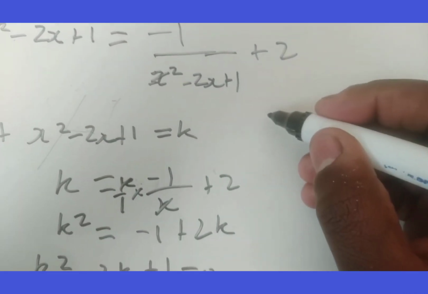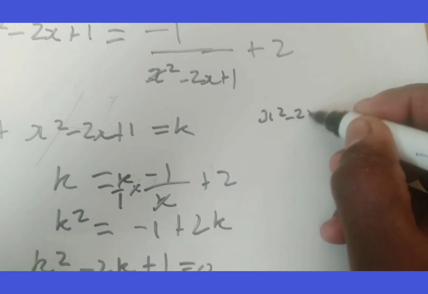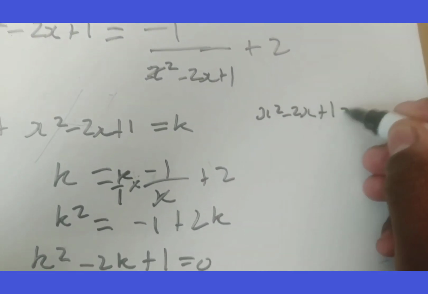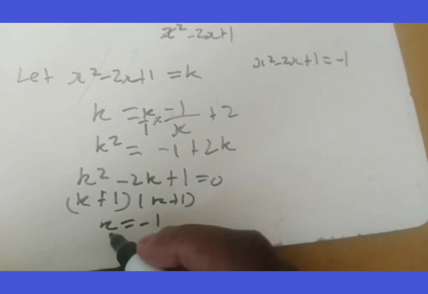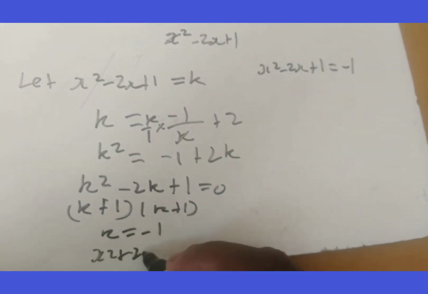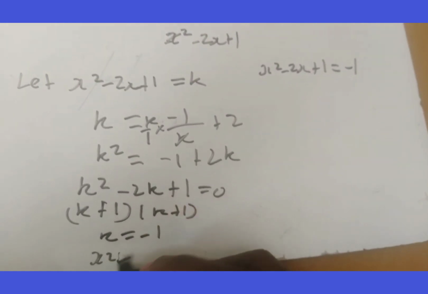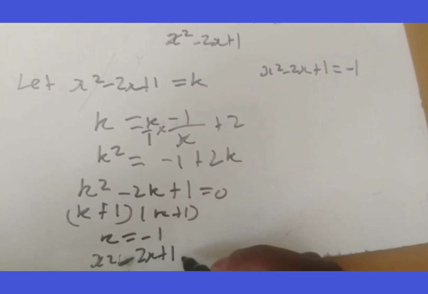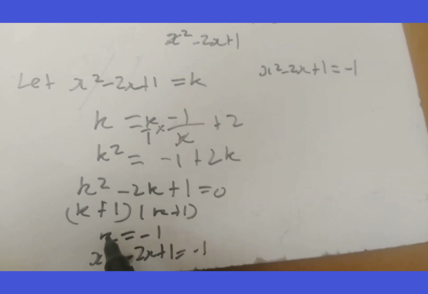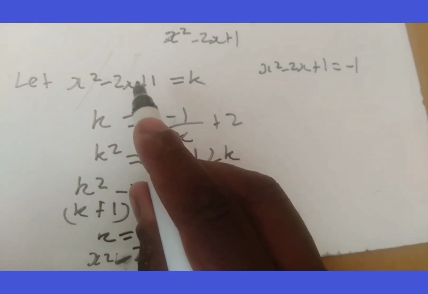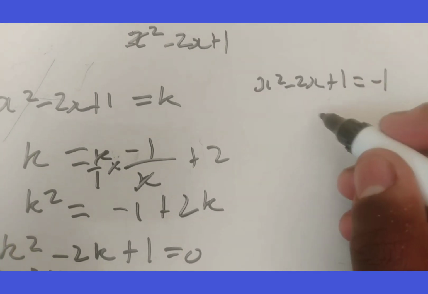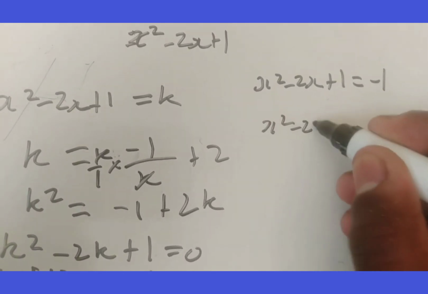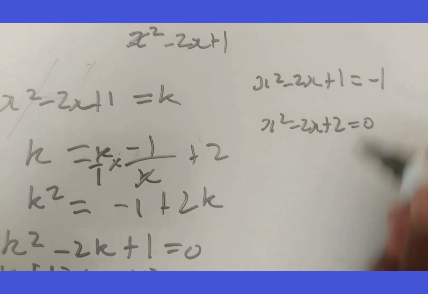All right, so now I can replace it back. So it means that x squared minus 2x plus 1 is equal to -1. So what I did is that I replaced my k with what I used to represent k, right? So I'm just doing this to avoid any confusion. So this was my k, so I replaced my k back with this because I said let this represent k.